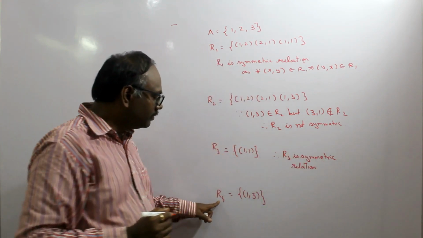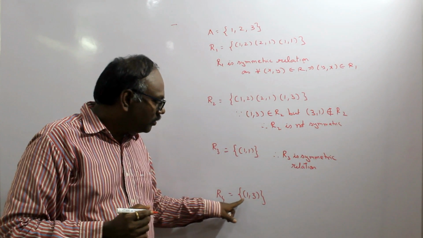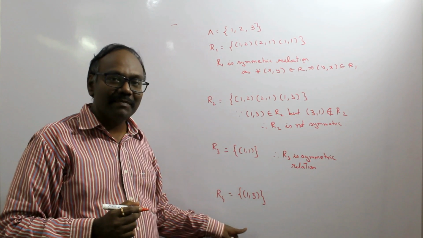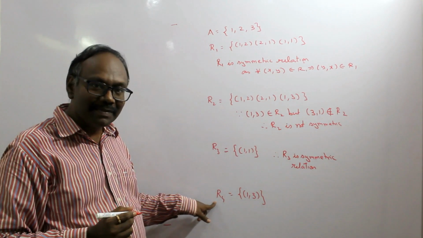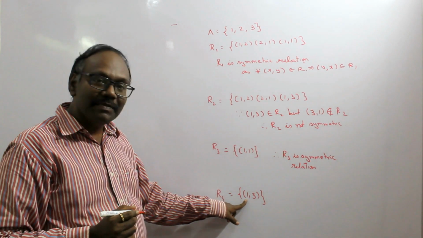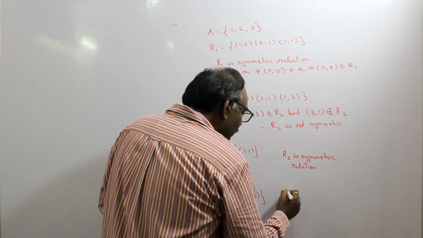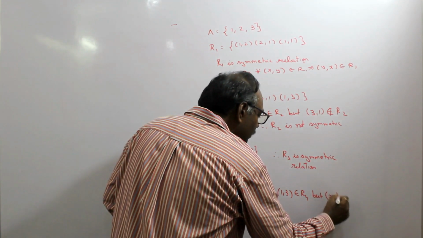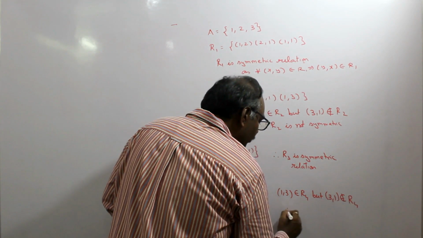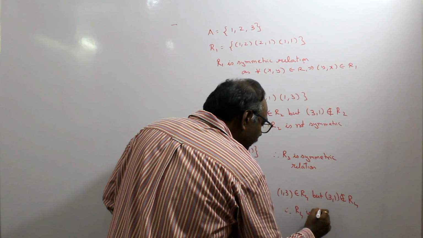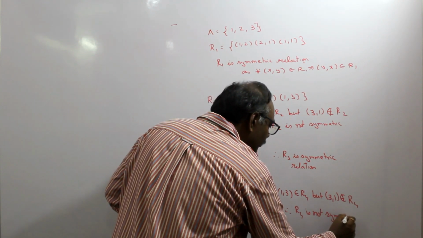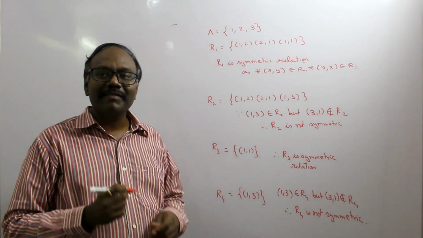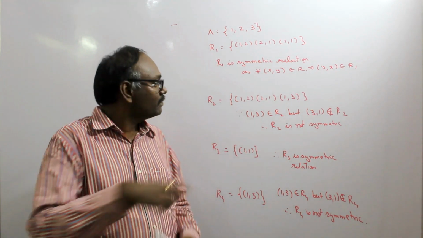Now let us come to the fourth relation. Again you have 1 comma 3 as an ordered pair. If 1 comma 3 is present in the relation, then 3 comma 1 must be present in the same relation for this relation to be called a symmetric relation. So here this is not a symmetric relation. So we write 1 comma 3 belongs to R4 but 3 comma 1 does not belong to R4, therefore R4 is not symmetric. So this is how we can check whether a given relation is a symmetric relation or not. Please make a note of this.